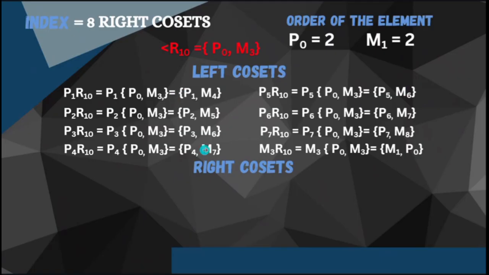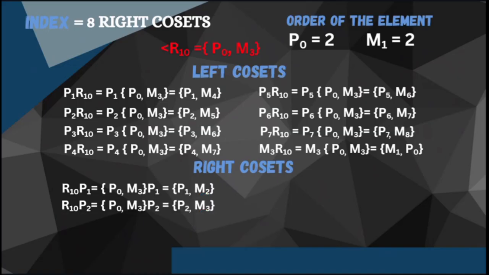For right cosets, we have R sub 10 multiplied by rho sub 1, we have rho sub 1 and mu sub 2. And for R sub 10 multiplied by rho sub 2, we have rho sub 2 and mu sub 3. For R sub 10 multiplied by rho sub 3, we have rho sub 3 and mu sub 4.